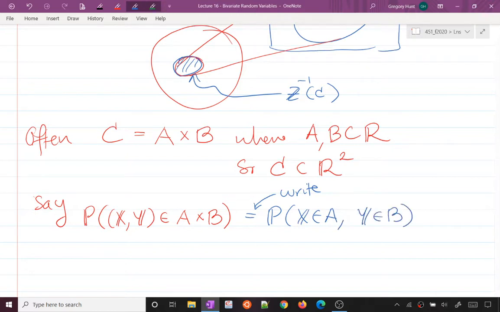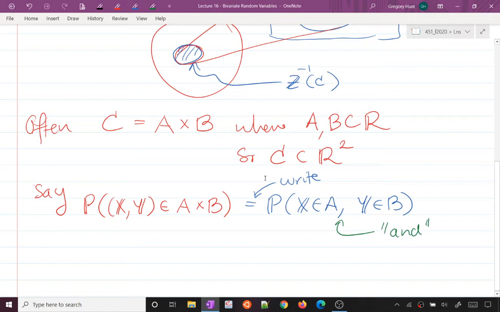So this comma here, you'll see these commas all over the place, is read as "and". This is the way we would write it, and you'll see this often: what's the probability that X is in A and Y is in B, where A and B are subsets of the real line? You could formally trace this all the way back by saying it is the probability that the pair is in the Cartesian product.